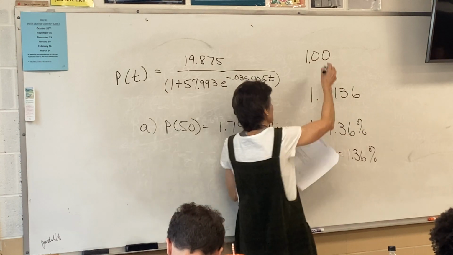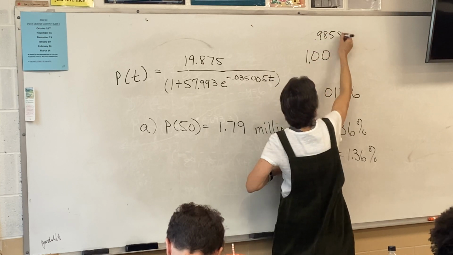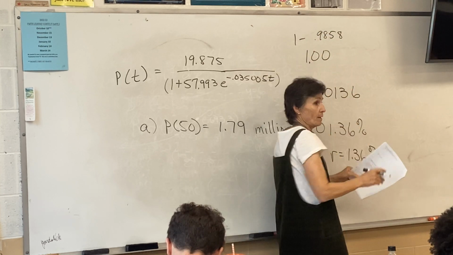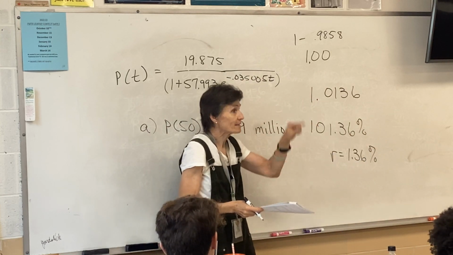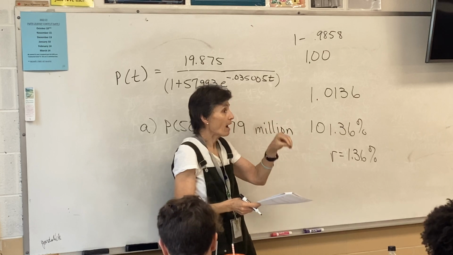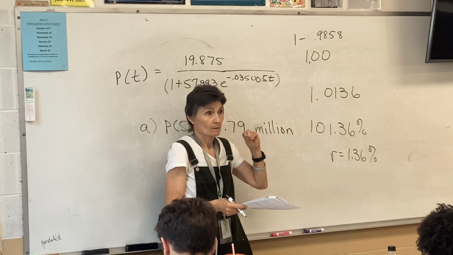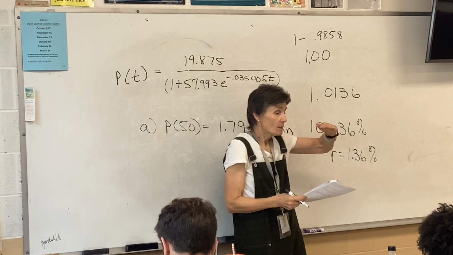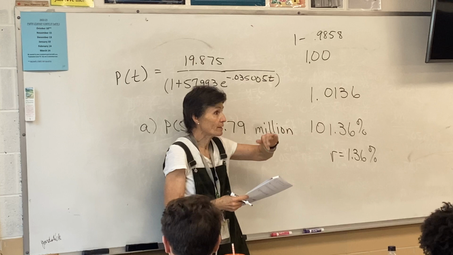Here we are multiplying by 0.9858, which is less than 1, right? How much less than 1? That is your rate of decay. How much less than 1 are you? 1 is stable. Whatever you're above 1 or less than 1, that's how you're going to grow or decay.